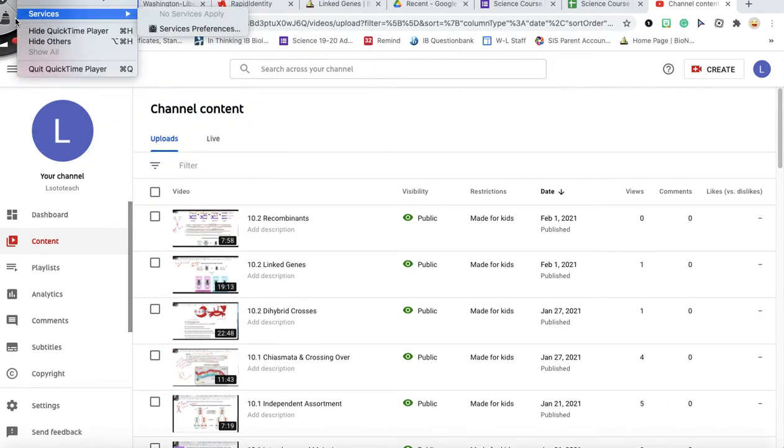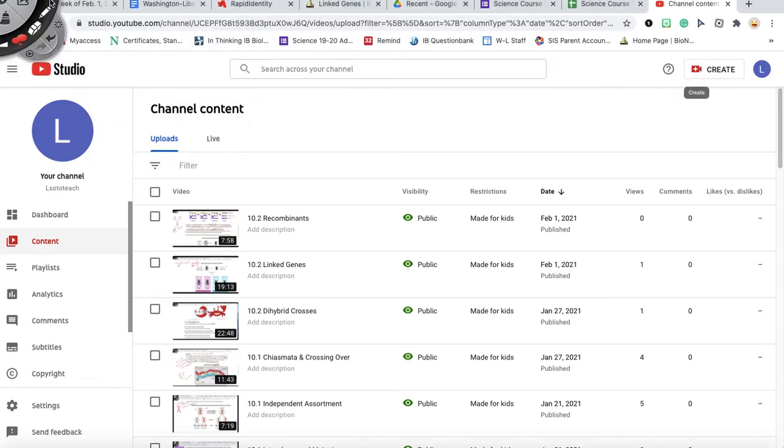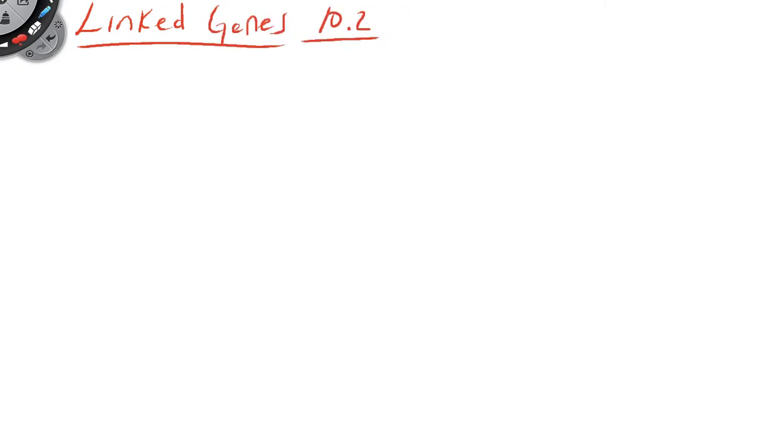Hello students. All right, today we are going to work out some linked genes problems. So let's do that now. And again, this is 10.2, inheritance.